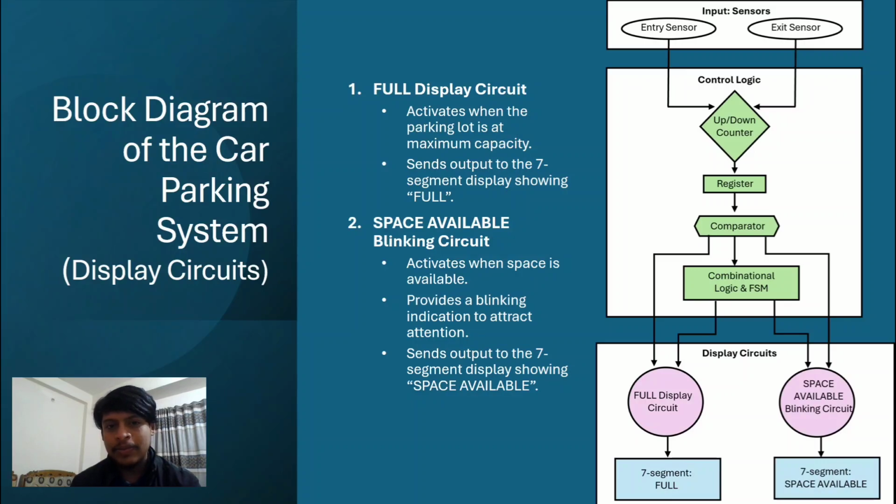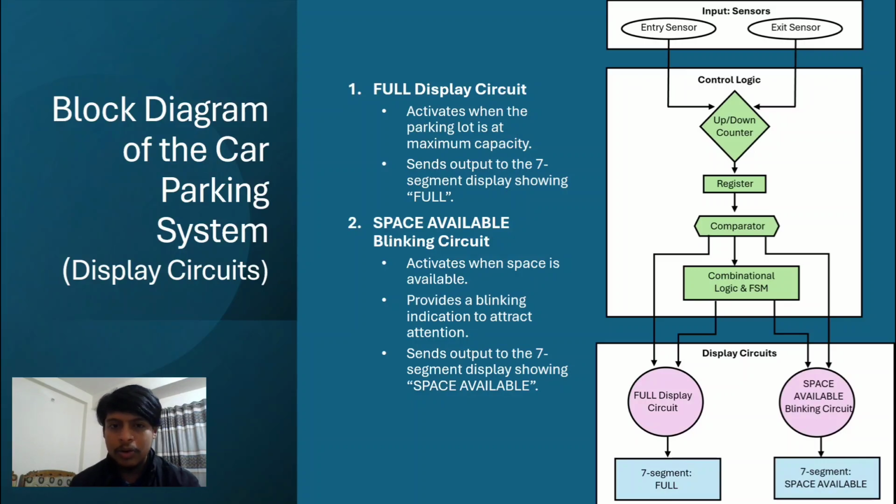Today, I am going to explain the control logic section and the display circuits of the car parking system shown in the block diagram. First part, control logic section. The decision-making process is handled by the combinational logic and finite state machine, FSM. This part of the system controls the output behavior and generates appropriate signals for the display circuits. Then second part, display circuits.